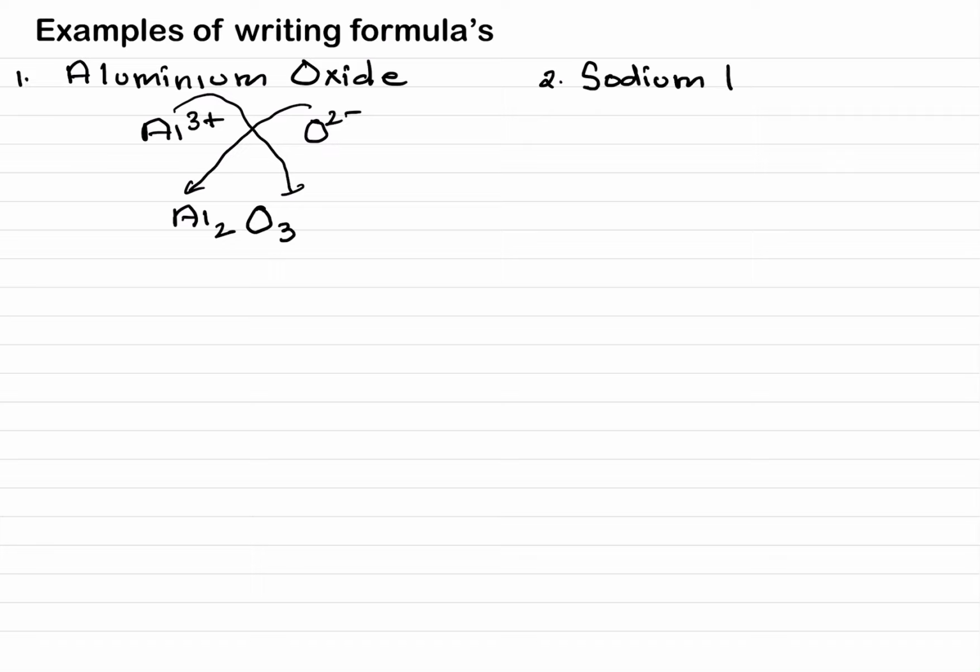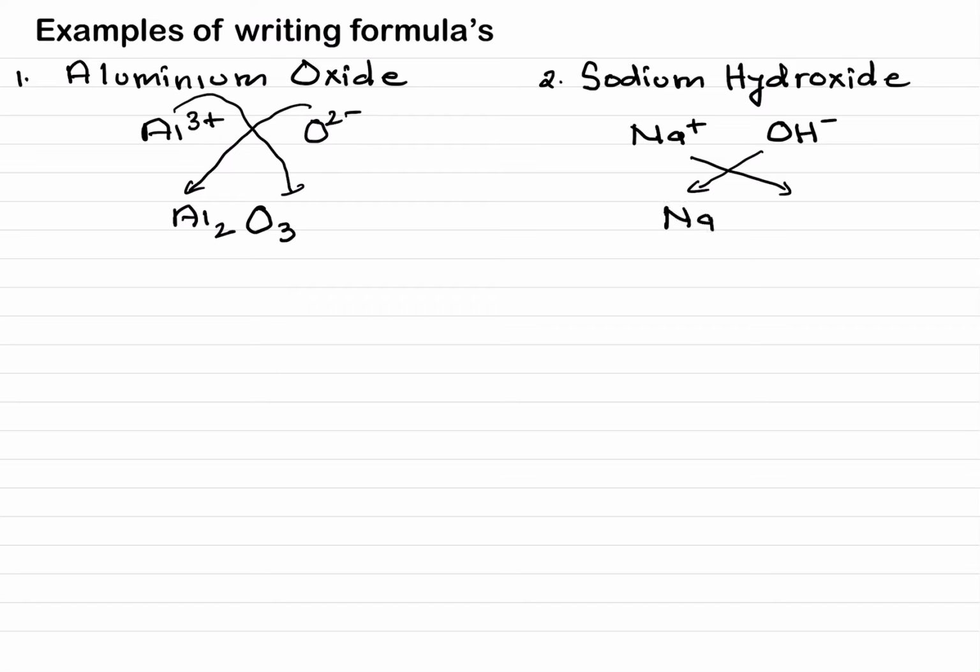Sodium hydroxide. Now let's write the correct symbol. Sodium has a symbol of Na and a charge of plus. Hydroxide has a symbol of OH and a charge of minus. Now we can just make two arrows like that, showing us that the charges go to the opposite ions.